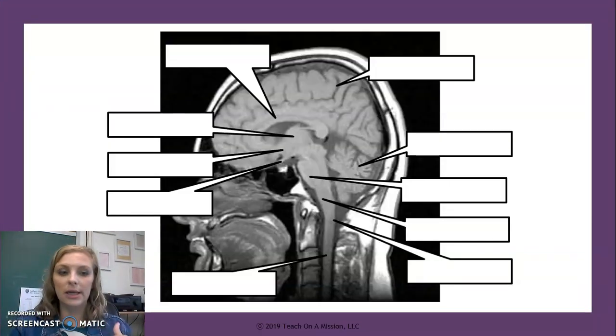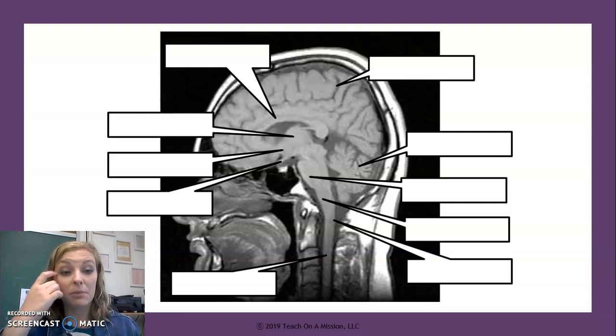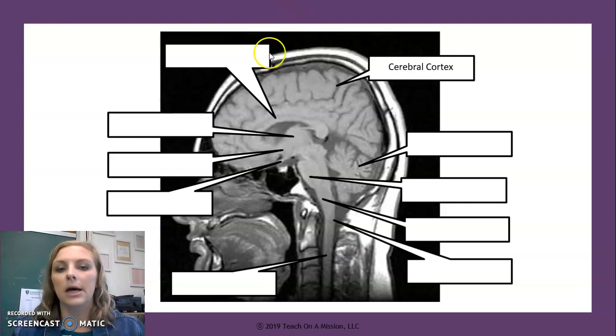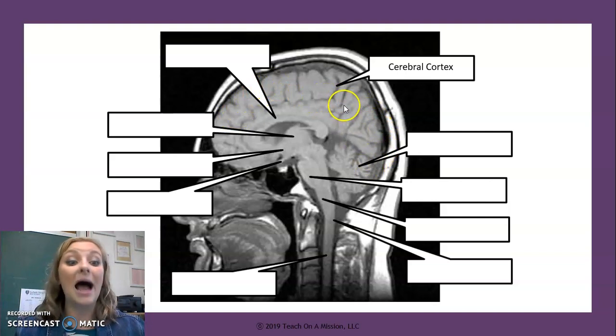Okay, so let's start looking at the different structures in the brain. We're going to be again looking at the old brain. So these are going to be structures that are basic functioning. Okay, so our very first is actually not part of the old brain. It's the higher order functioning.